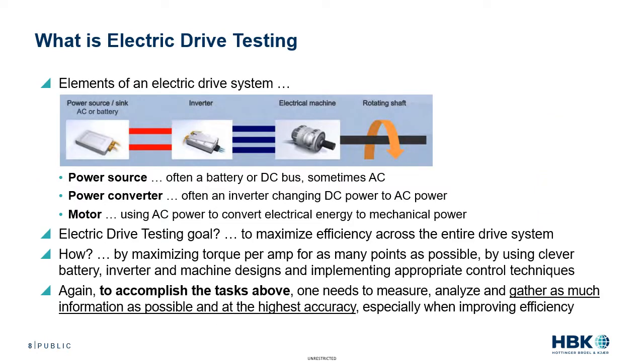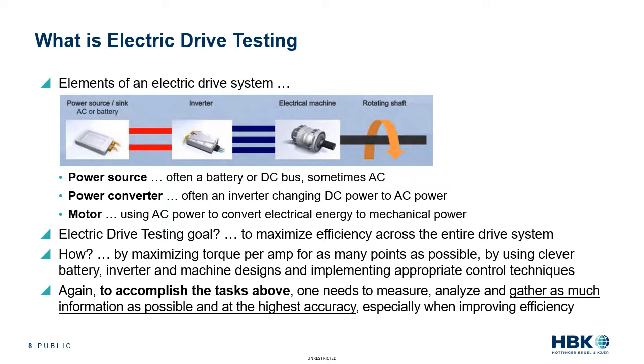Okay, so what is electric drive testing? Here's a simple diagram outlining some of the elements of an electric drive system. Starting from the left, you have the power source. It's often a battery, or it could be a DC bus, sometimes AC. And then you have the power converter, often an inverter changing DC power to AC power. And then a motor using AC power to convert electrical energy to mechanical power.